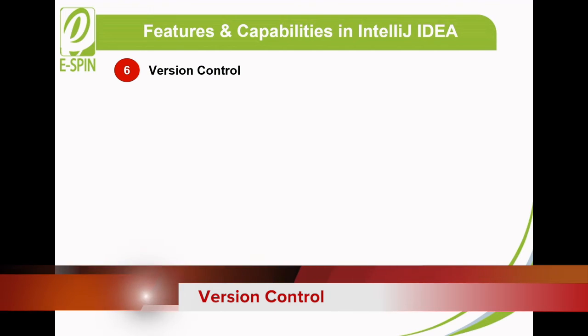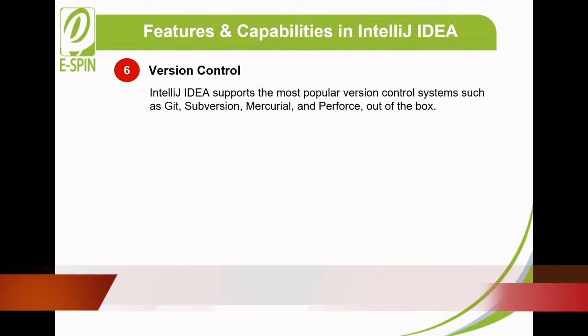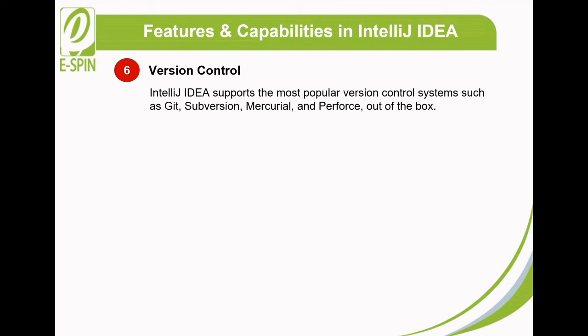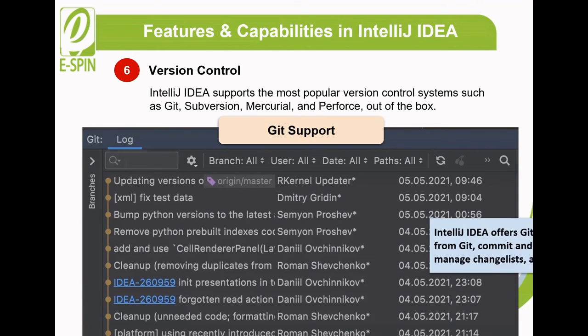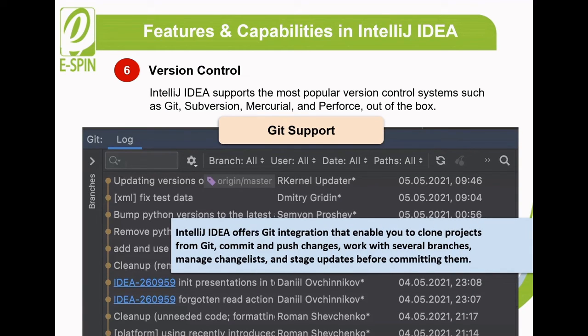6. Version control. IntelliJ IDEA supports the most popular version control systems such as Git, Subversion, Mercurial, and Perforce out of the box. For Git support, IntelliJ IDEA offers Git integration that enables you to clone projects from Git, commit and push changes, work with several branches, manage change lists, and stage updates before committing them.